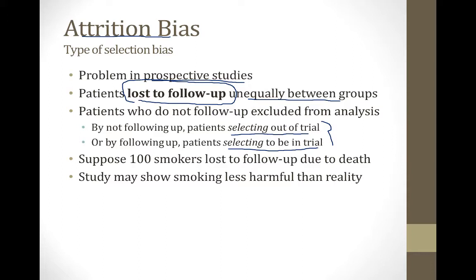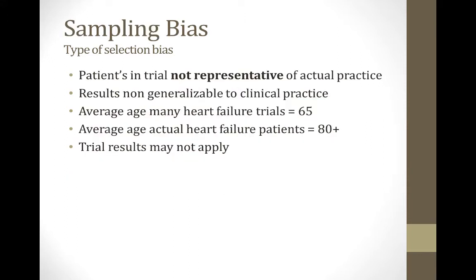So suppose, for example, 100 smokers are lost to follow-up because they die. The study may show that smoking is less harmful than reality because it didn't include those 100 smokers who were lost to follow-up. And this is a type of attrition bias. Another type of selection bias is called sampling bias, and this is when the patients in the study or the trial are not representative of actual practice.